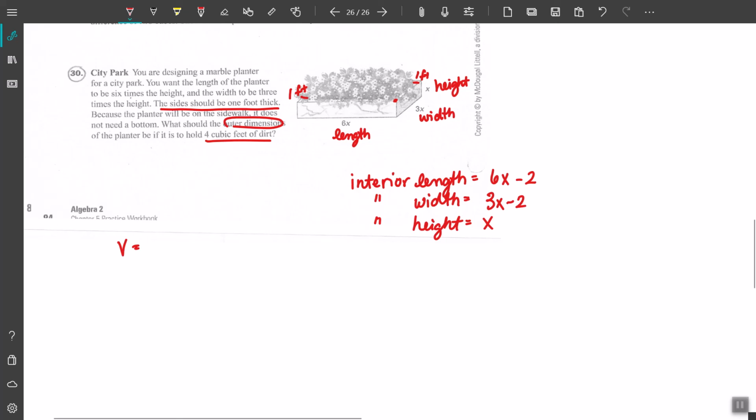volume means length times width times height. That's our formula. They told us the volume of the dirt that this will hold. As long as we're using our interior measurements, we can multiply those together and say it's going to be 4 cubic feet, because that's how much dirt is being filled up in that planter, and we're just assuming they're filling it all the way to the top. All right, so we're going to take our interior length, 6x minus 2, the width, 3x minus 2, and multiply that by the height of x.